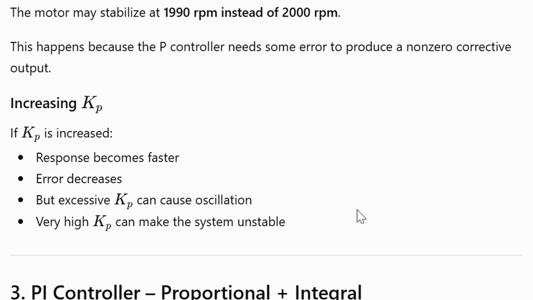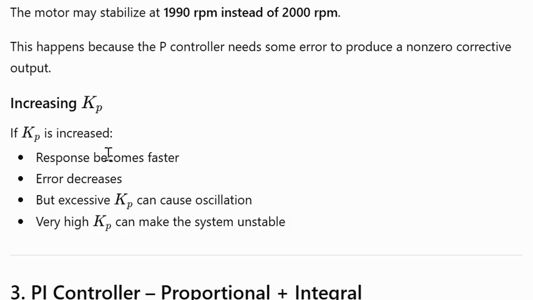The problem in the P controller is steady state error. It will leave a steady state error. The motor may stabilize at 1990 RPM instead of 2000 RPM. This happens because for the P controller to produce a controller output, it needs some error. For a non-zero corrective output, there must be an error, so this will leave a steady state error. This is the main problem in the P controller.